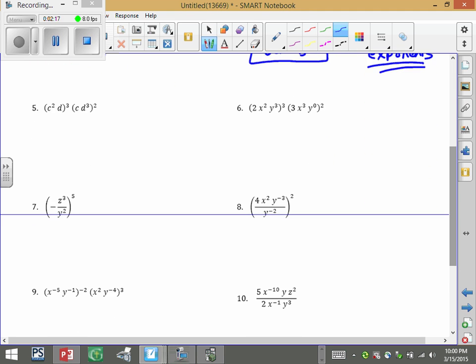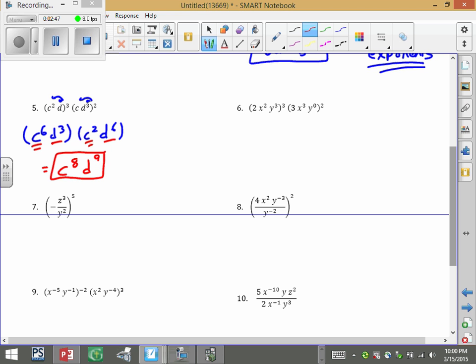Number 5, here we go. We've got to quote unquote distribute that third power in there. So this will turn into 3 times 2 is 6, and then there are 3 D's there. And then distribute that 2. So it becomes C squared, and this will turn into 6 D's. Now go ahead and start putting things together. There are 6 C's plus another 2 there. So we end up with 8 C's, 3 D's there, 6 D's there. So that will be 9 total D's.